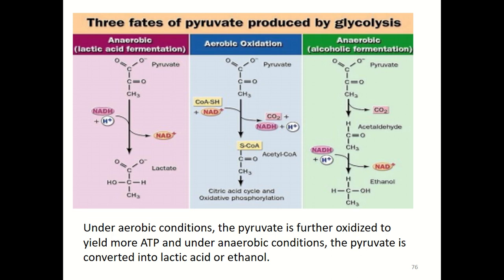Therefore, in conclusion, we can say that the 3 fates of pyruvate, or the 3 last destinations of pyruvate after being produced from glycolysis, are: the pyruvate will be used in anaerobic respiration such as lactic acid fermentation, and it is also used in alcoholic fermentation, and the pyruvate is also used for aerobic respiration through the formation of acetyl CoA.